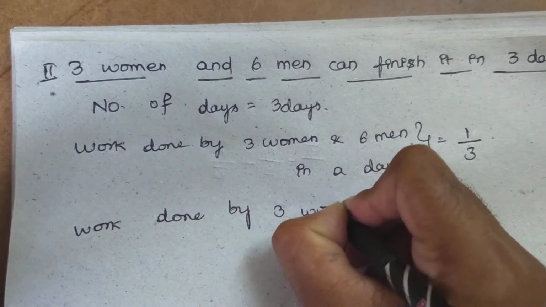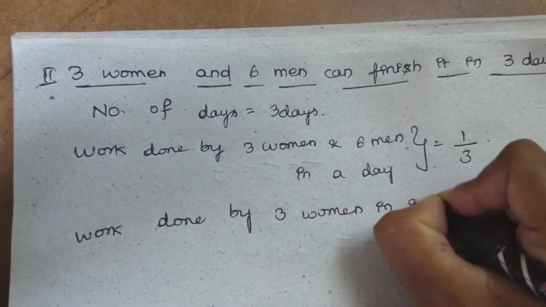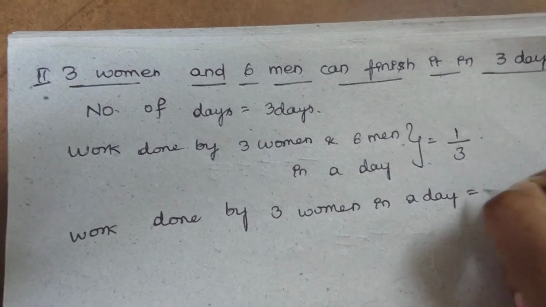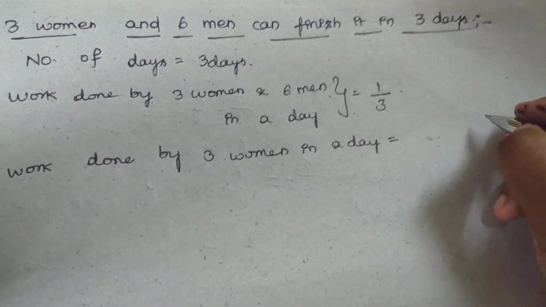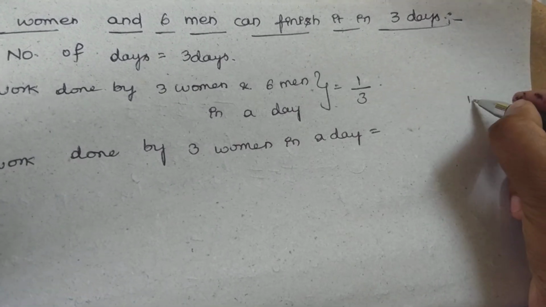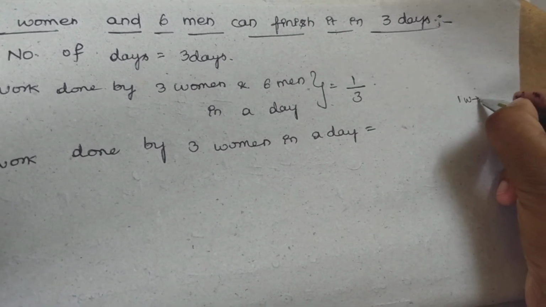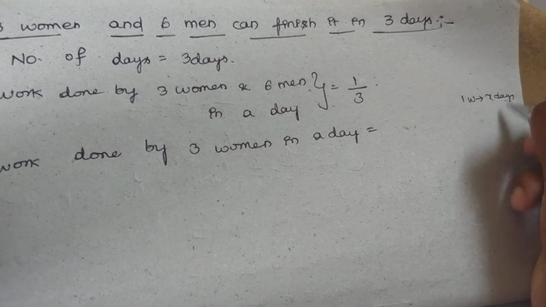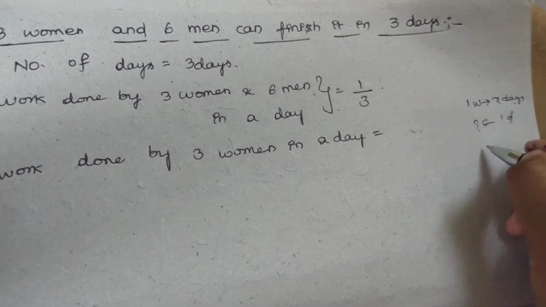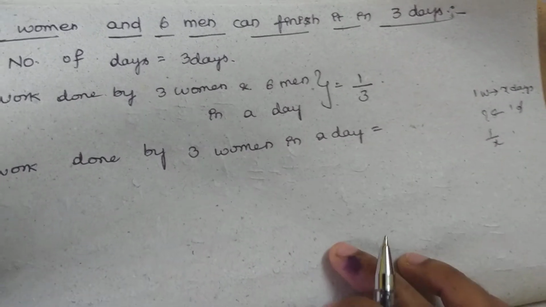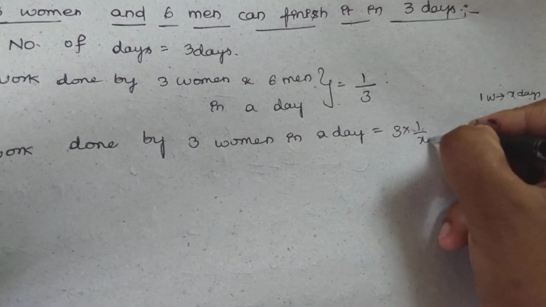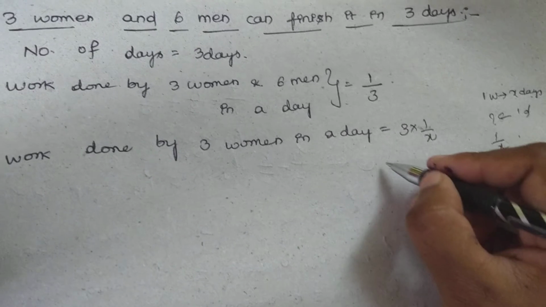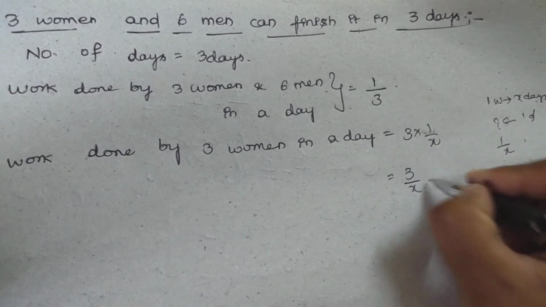So, in the next step, work done by 3 women in a day can be written as, in the previous step we have learned that for 1 woman, if it is x days, for 1 day we have written it as 1 by x. So for 3 women, it will become 3 into 1 by x, which is the work done in a day. So 3 by x.